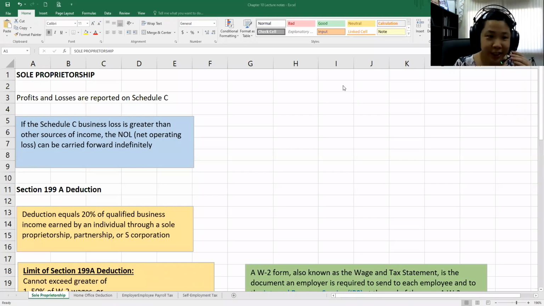Hello everyone. Today let's look at chapter 10. It talked about sole proprietorship, employer-employee payroll tax, and self-employment tax.